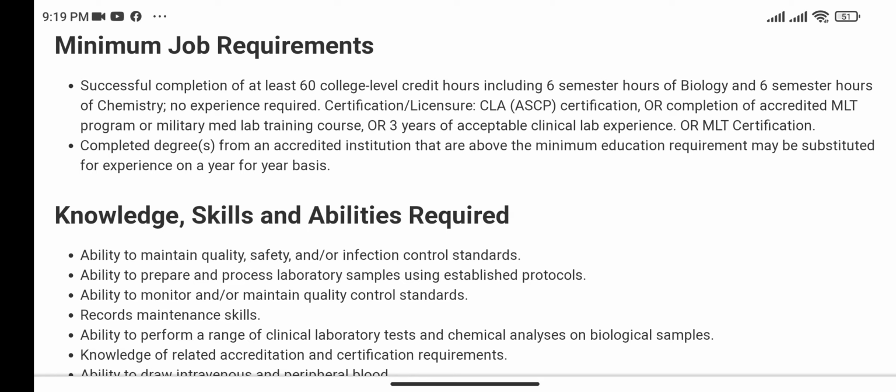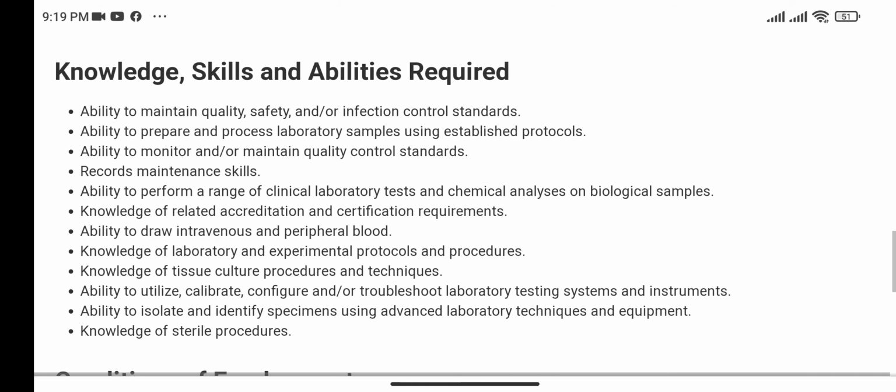Records maintenance skills, ability to perform a range of clinical laboratory tests and chemical analysis on biological samples, knowledge of related accreditation and certification requirements, ability to draw intravenous and peripheral blood, knowledge of laboratory and experimental protocols and procedures, knowledge of tissue culture procedures and techniques, ability to utilize, calibrate, configure, and or troubleshoot laboratory testing systems and instruments, ability to isolate and identify specimens using advanced laboratory techniques and equipment, knowledge of sterile procedures.